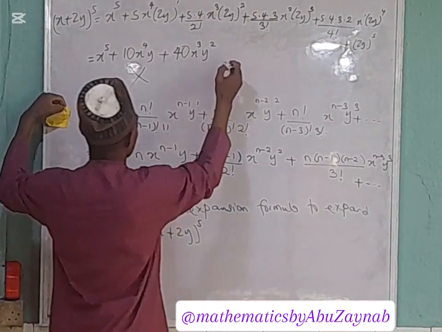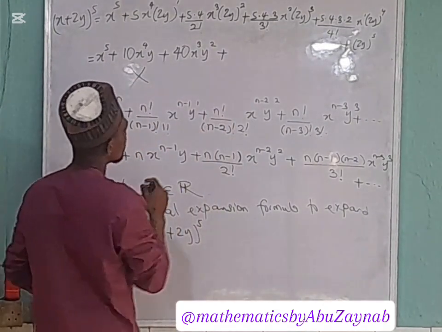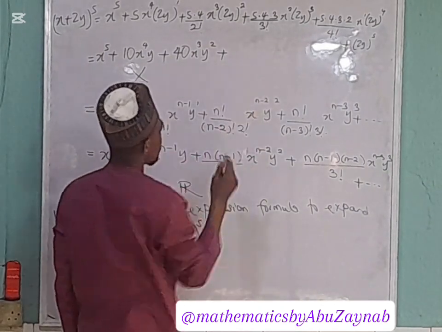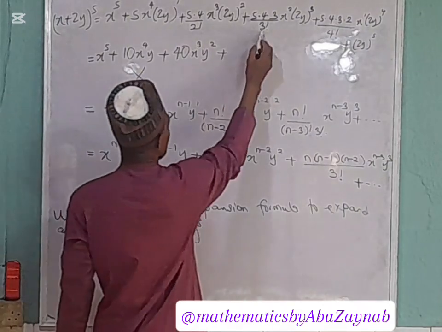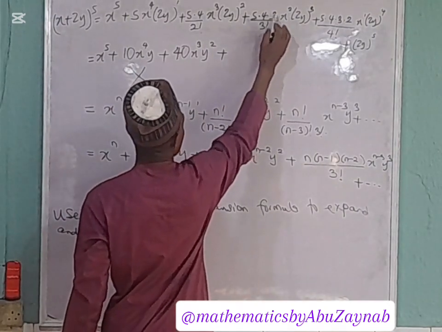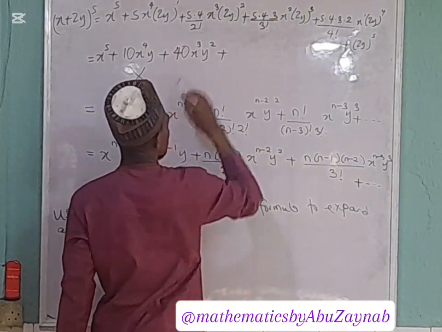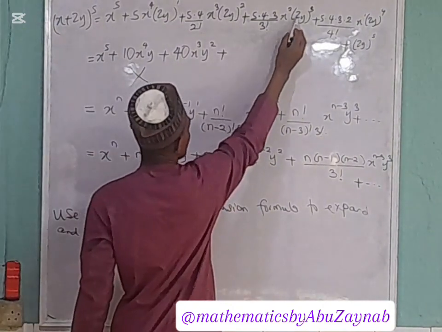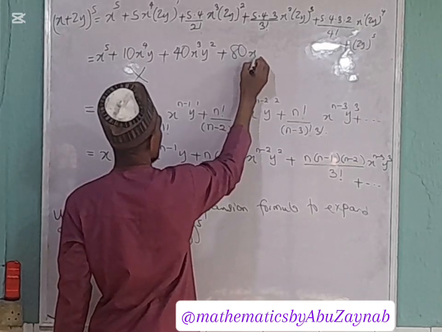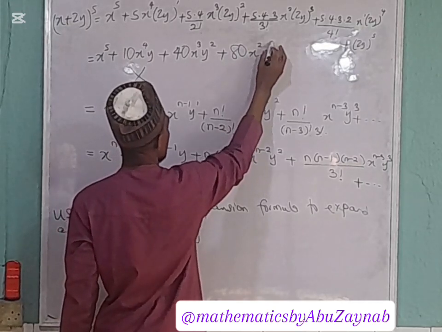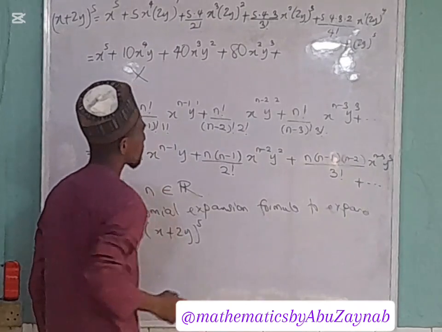Then the next one we have here, this 3 factorial means is 6 actually. That's 3 times 2 times 1. So 6 in 12 is 2 times 5, that's 10. Then this 2 cubed is 8. 8 times 10, 80. Then we have x squared y cubed plus.